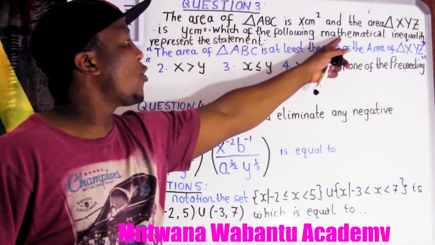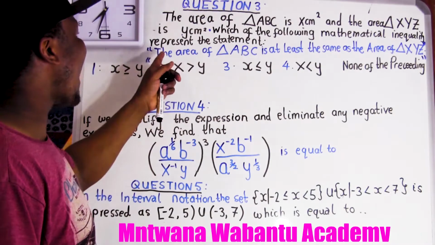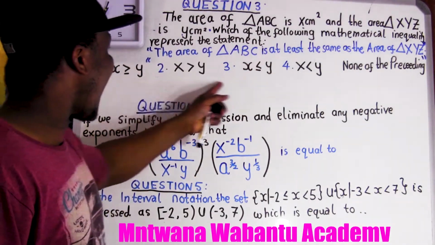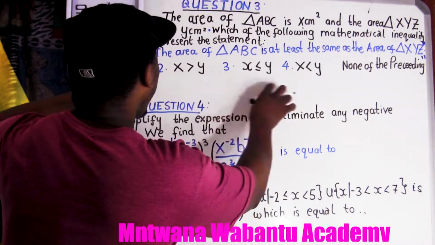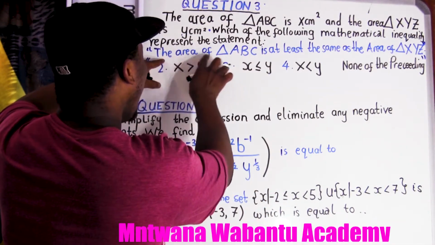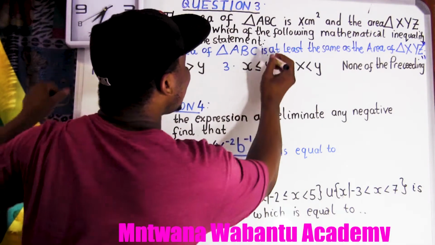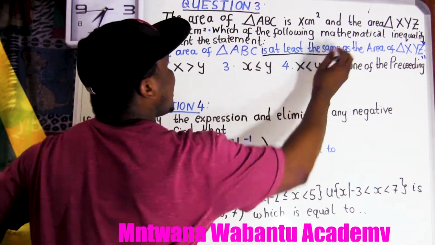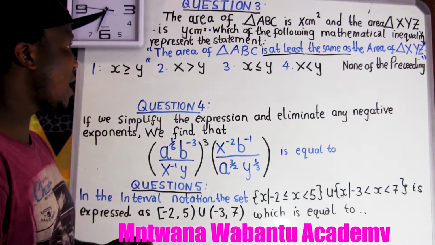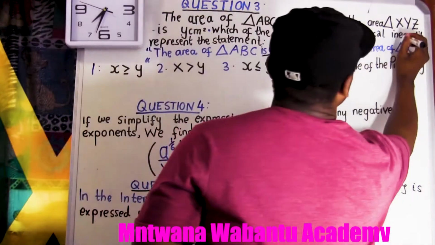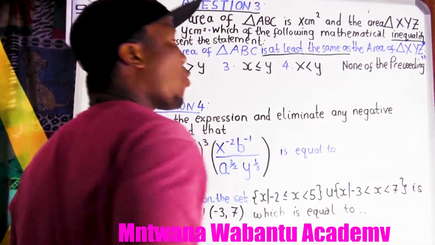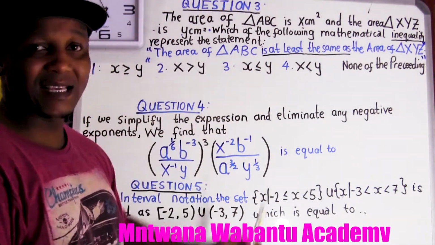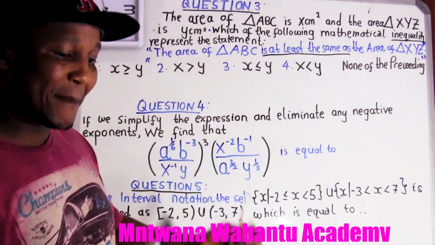Now, which of the following inequality statements represents the statement which is true? We want to pick out of these which represents the statement that says the area of triangle ABC is at least the same. The trick here is they want you to understand the inequality. Let me explain quickly how to know whether it's at least, at most, maximum, or minimum.